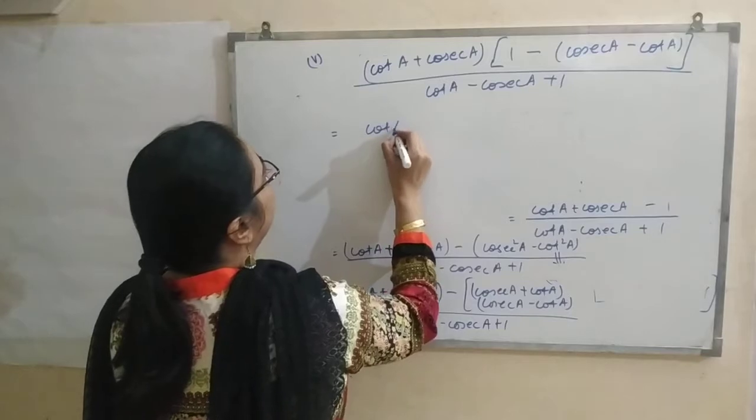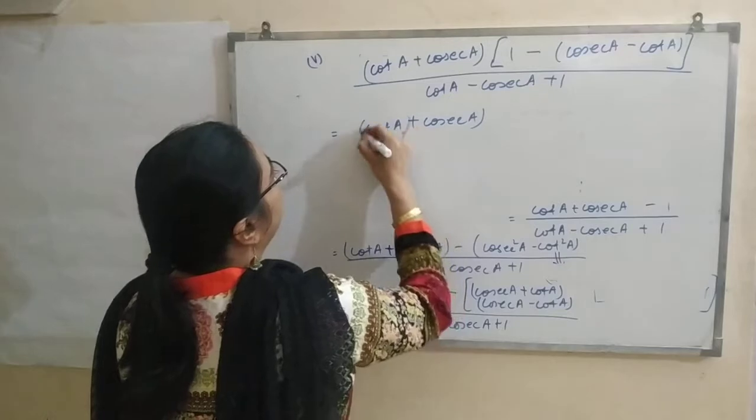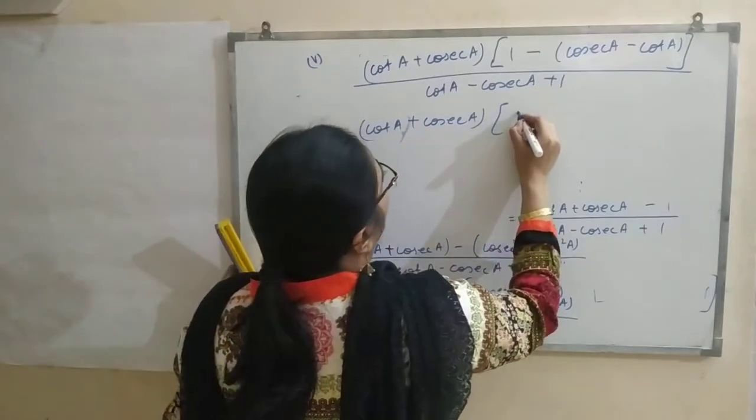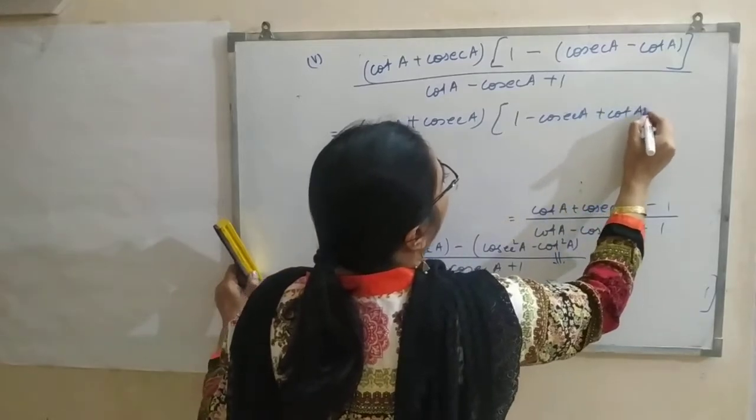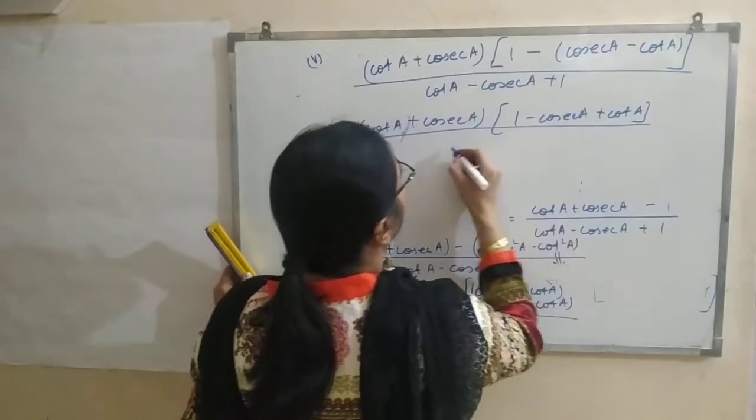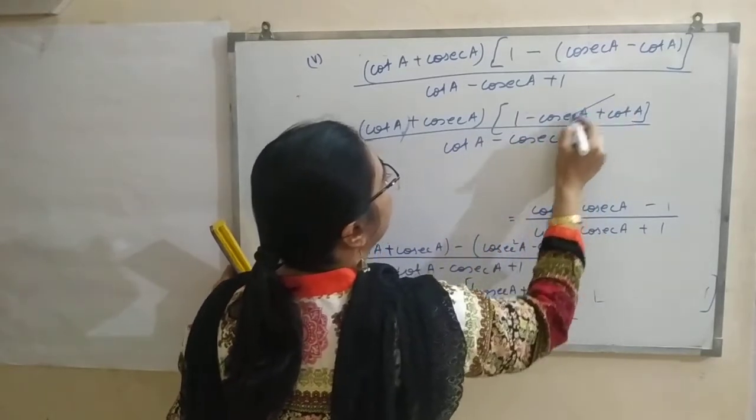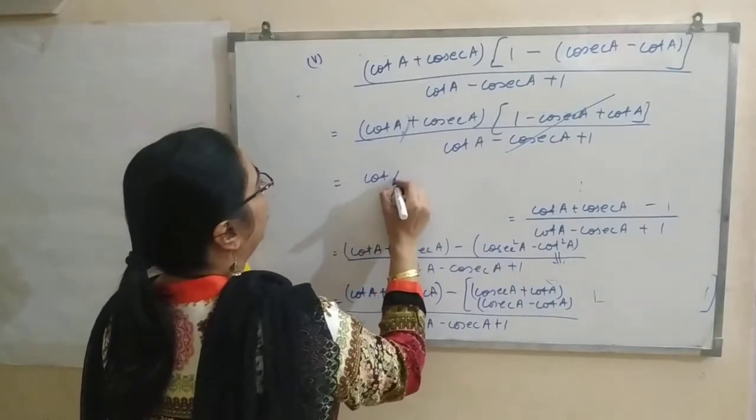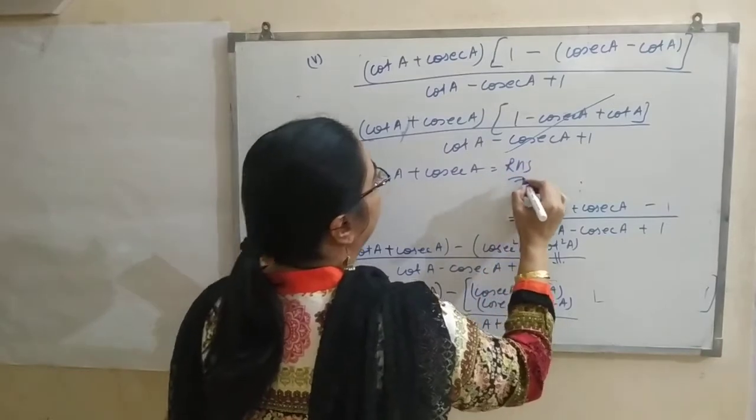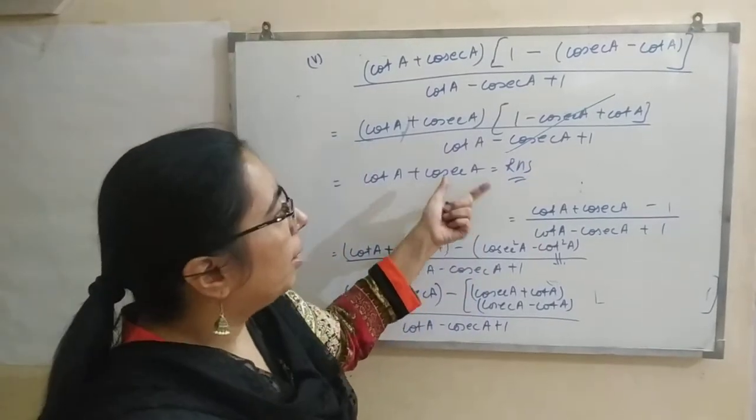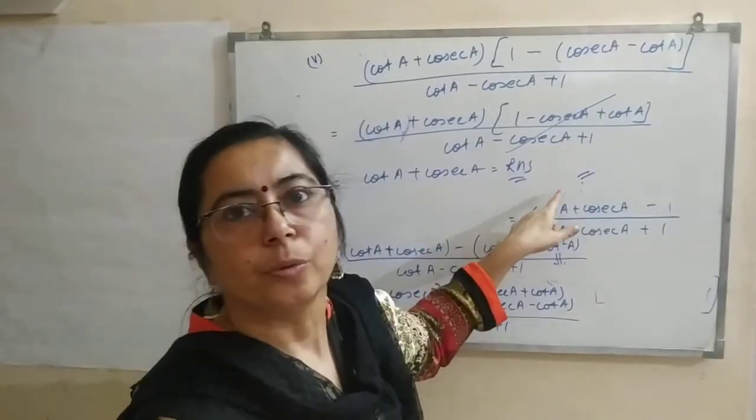So first term cotangent a plus cosecant a and in the bracket 1 minus cosecant a plus cotangent a. You can see this is the same term which is in the denominator. So it gets cancelled. Cotangent a minus cosecant a plus 1, these terms get cancelled. So you are left with cotangent a plus cosecant a which is equal to right hand side. Very important question using the same identity which was given to you. So same identity to be used.